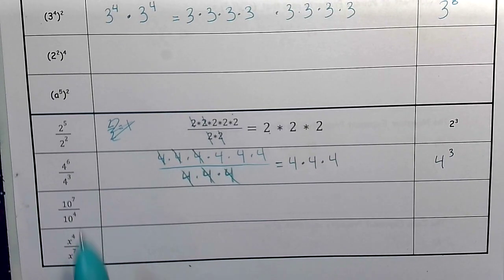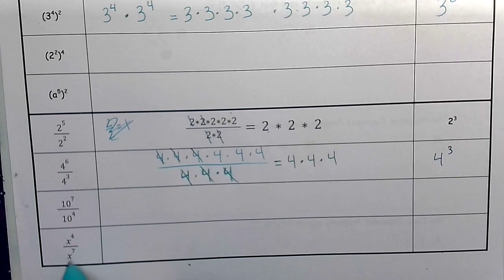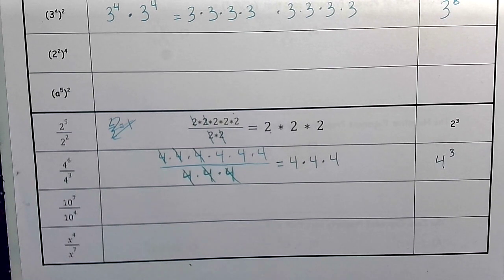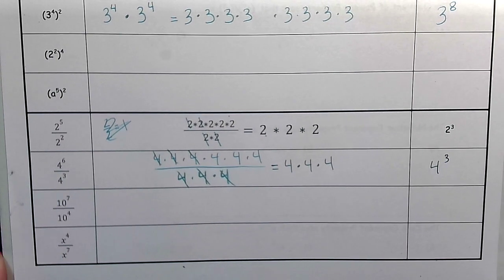Now again, go ahead and do these next two. Be careful with this one because we have a larger number, a larger exponent on the bottom, so see if you can figure out what that would mean. But go ahead and try those on your own.